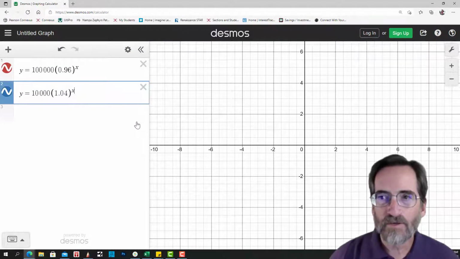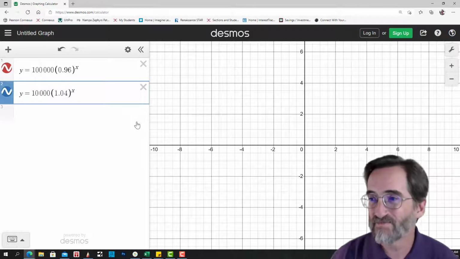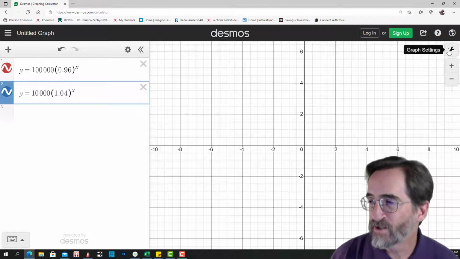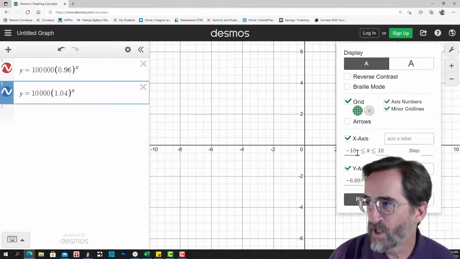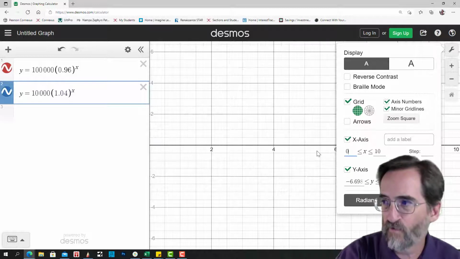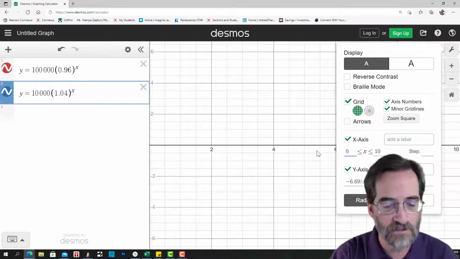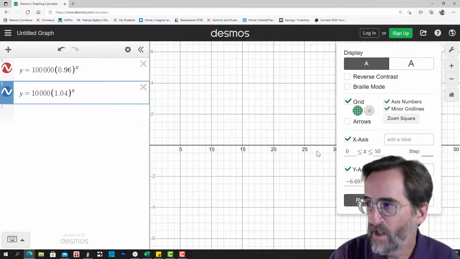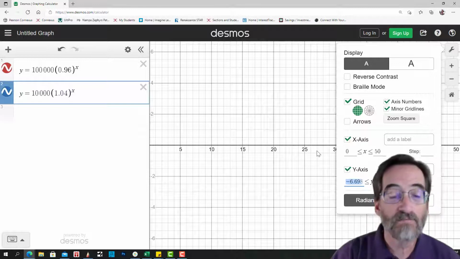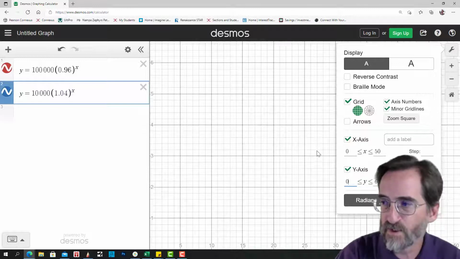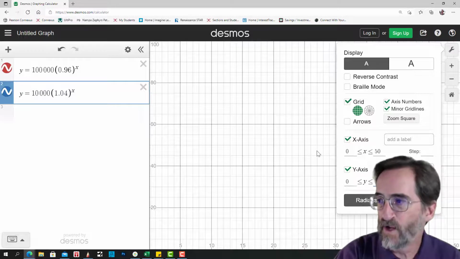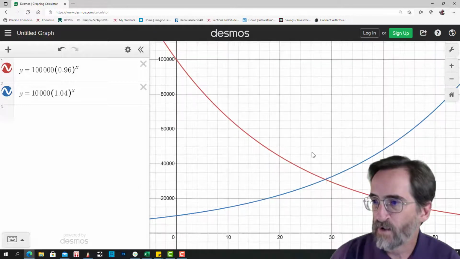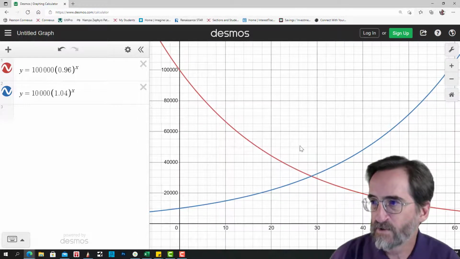Now you'll notice I can't see anything because my scale only goes up to 6. So I'm going to click the wrench tool and change the x-axis. The x-axis represents years, so I'm going to measure out in years from 0 to 50. And my y-axis is population, so that's going to go from 0 population to 100,000. And there we go. I'm going to scroll wheel out a little bit so we can zoom out and see what's going on.